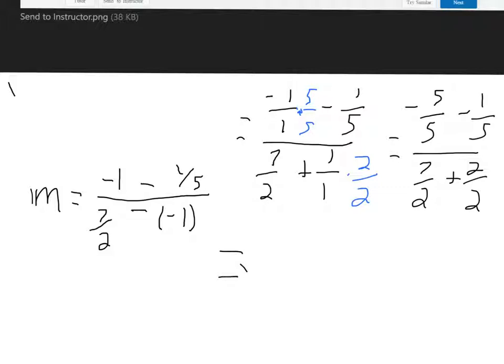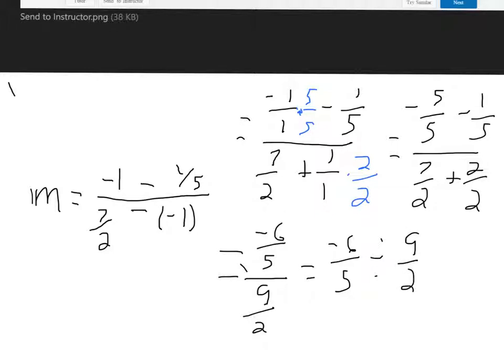So that will be -6/5 over 9/2. So how would I obtain that? Subtract the numerators, it'd be -6 over 5, and add the numerators here, it'd be 9 over 2. And so it'll be -6/5 divided by 9/2. I need to take the reciprocal of the one on the right and change that to multiplication.